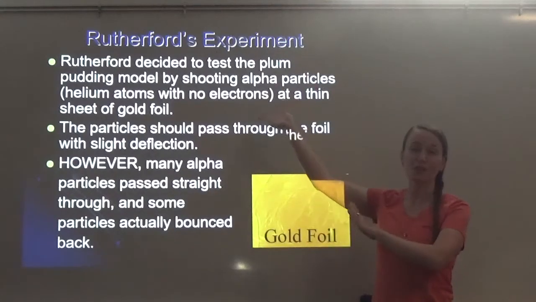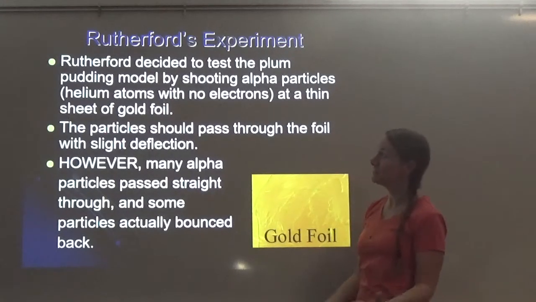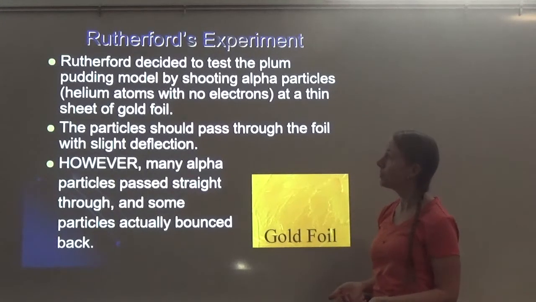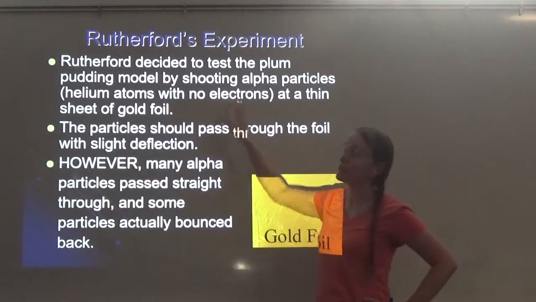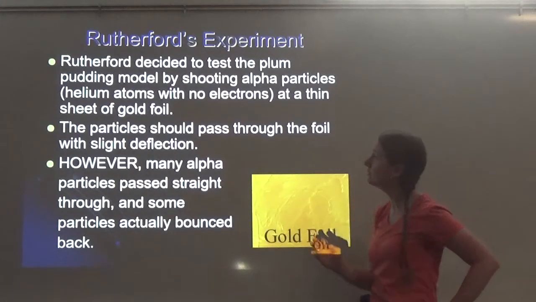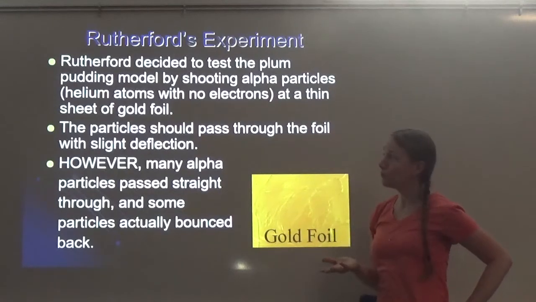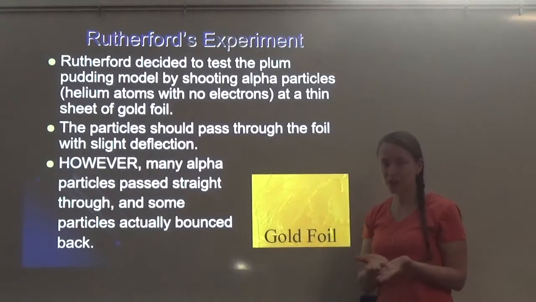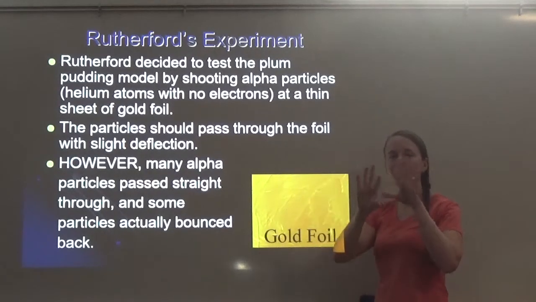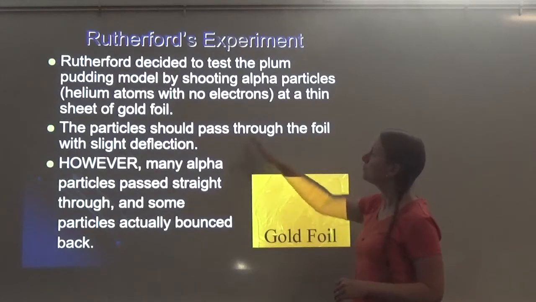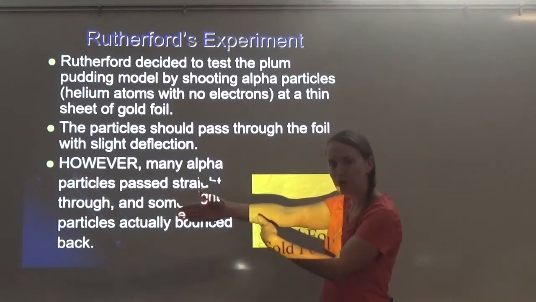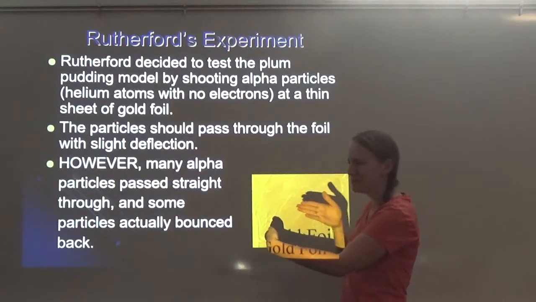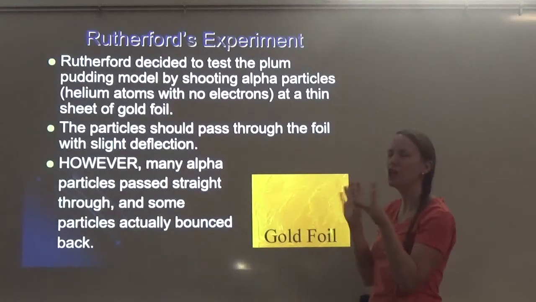So that brings us to Rutherford's experiment. That's what the video that we just skipped was on. So Rutherford decided to test the plum pudding model by shooting alpha particles. Alpha particles are just helium atoms with no electrons, so they have a double positive charge. He shot them at a thin sheet of gold foil. Because if the plum pudding model was correct, the positive areas are just these force fields or blobs of positive area. The particles should be able to pass through the foil, but deflect or bend slightly because they're passing through another positive area.